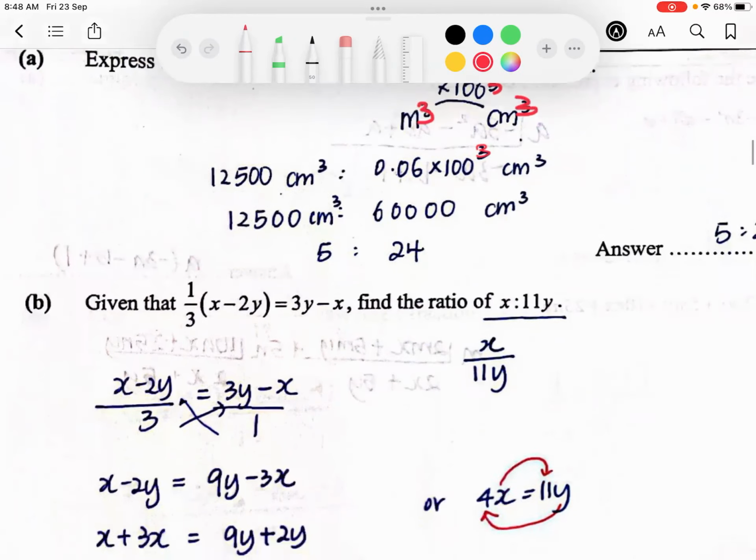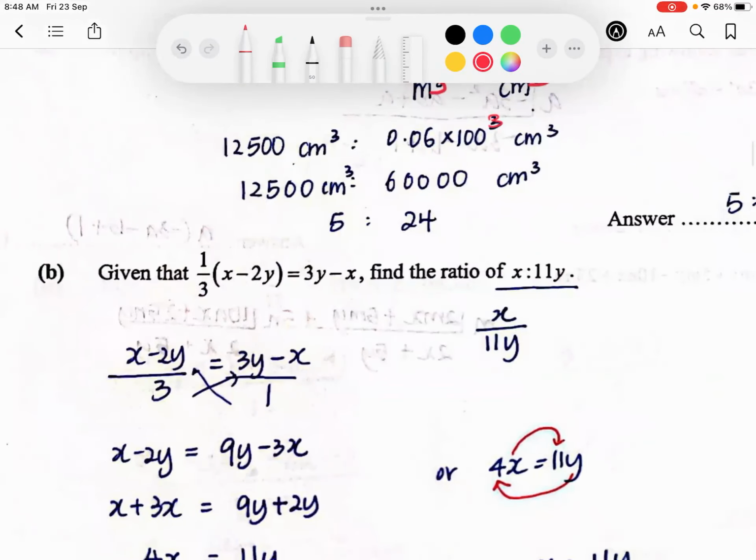Next question. This one, please put a star. Now, when we want to find a certain ratio, it can be written as a fraction. So technically, I want x over 11y. Alternatively, you can do the shortcut, but you must always remember a ratio can be expressed in terms of a fraction. So first let us explain this.